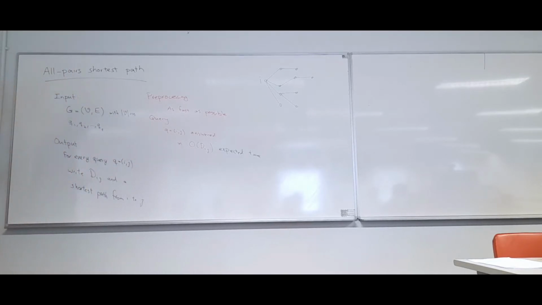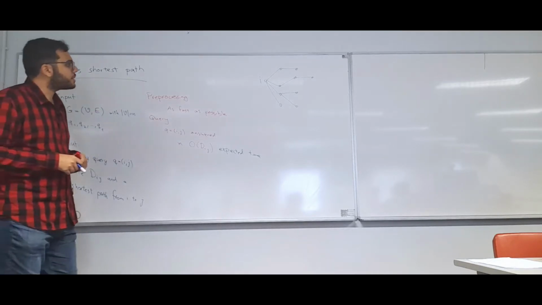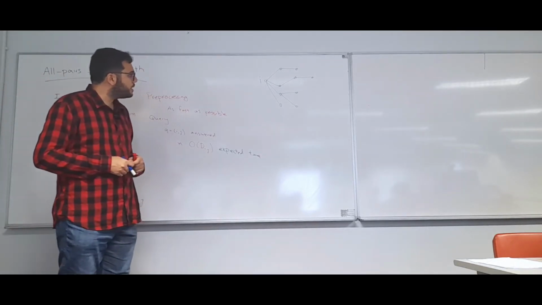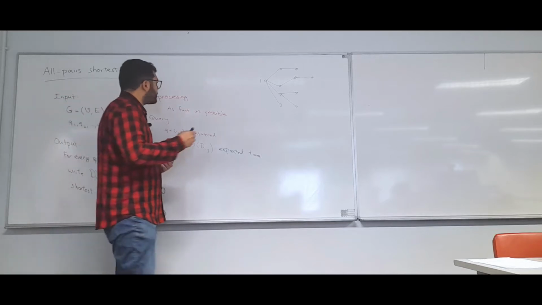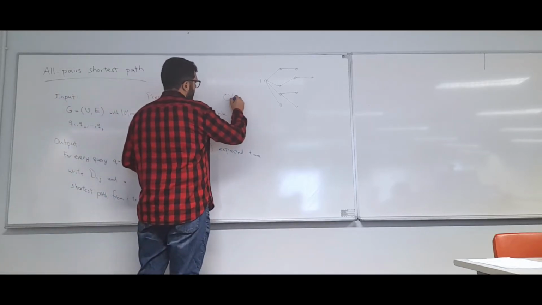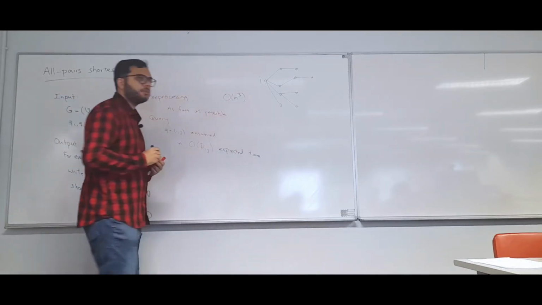So in the worst case, I'm going to have edges between every pair of vertices. And a BFS takes linear time in the number of vertices plus the number of edges. So every one of my BFS operations is going to take n squared. And I'm doing n of them. So my pre-processing is going to take cubic time.